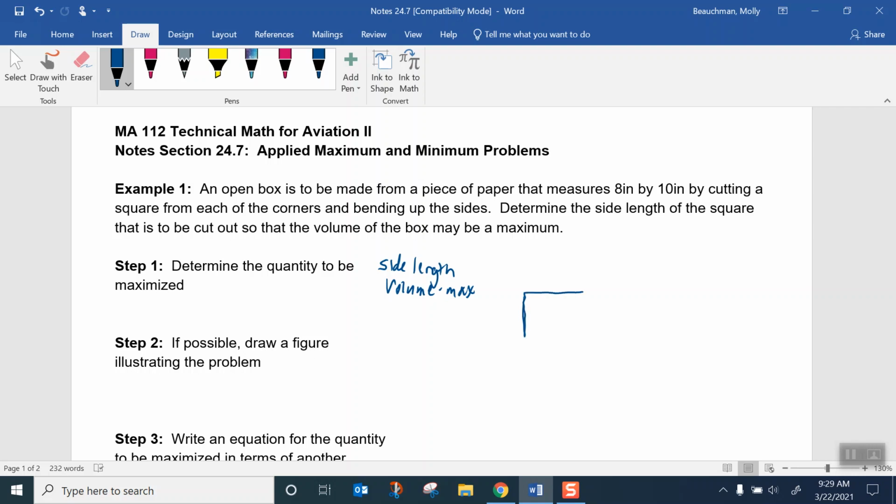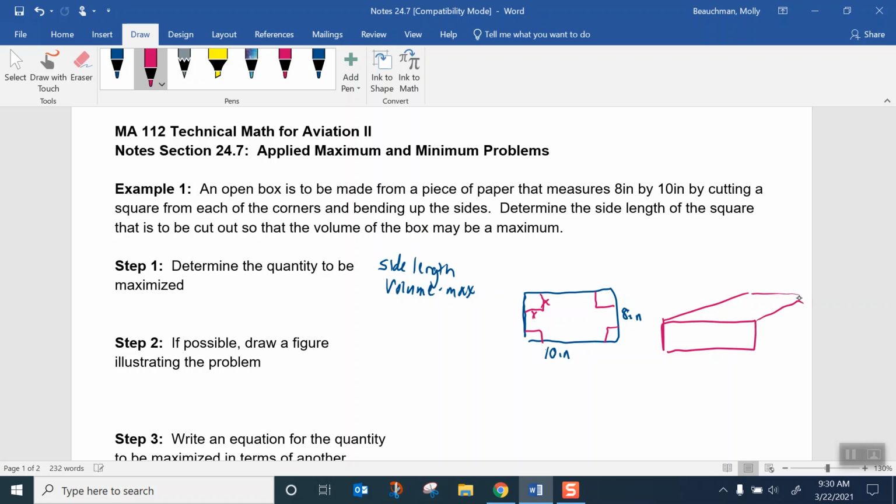So in this case, we're starting with a flat piece of paper that's 8 inches by 10. And then we're going to cut little squares out of the corners, X by X. And then we're going to take that and fold up each of the flaps. And what we'll end up with is a three-dimensional box with an open top.